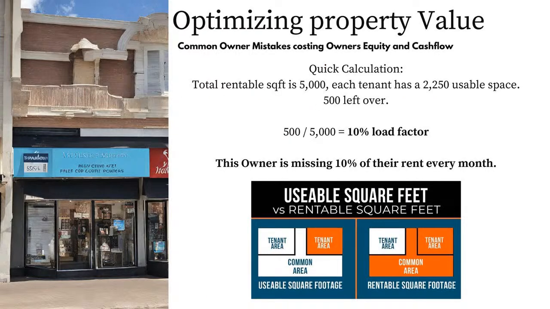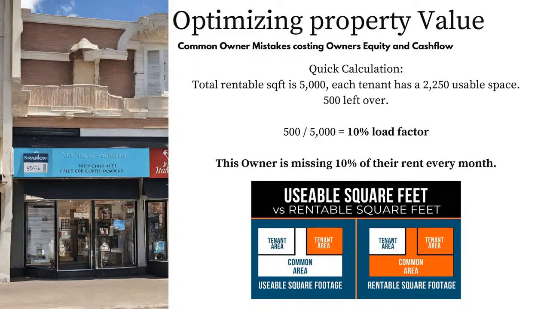Okay, so here's a calculation based on it. We still have our 5,000 square foot building. There are 2 tenants in here, right? Each tenant has a 2,250 square foot unit. That's their usable space, basically your unit. So your private office space, your private unit space, your nail salon. That's your usable space. Now, there's 500 feet left over that neither tenant has as their private space. What is that? That is the common area, right?